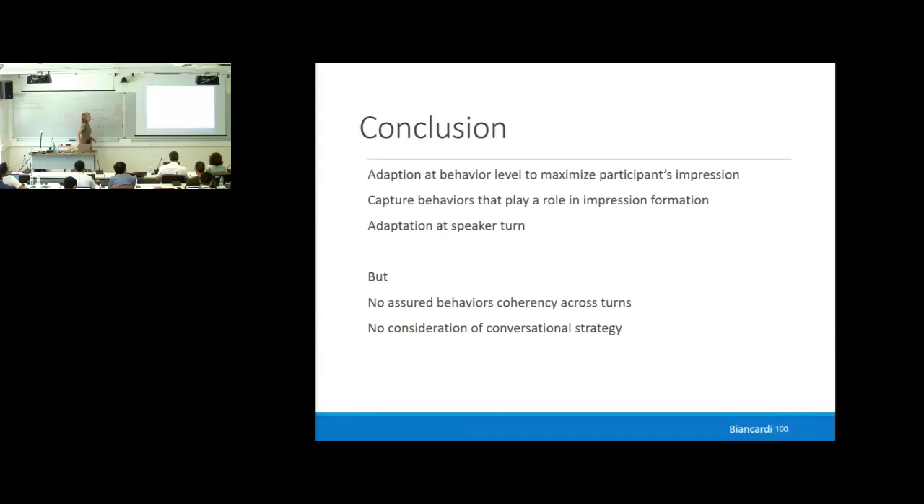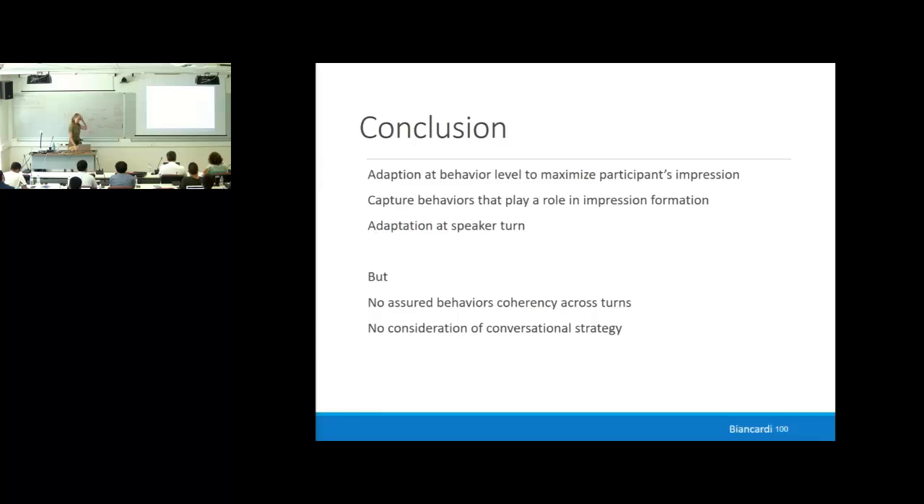Okay, so in this study, we were able to adapt at the behavior level to maximize participant impression, and we found that the behaviors do play a role in the impression formation. But in these models we have absolutely no mechanism that ensures coherency of the behaviors of the virtual agent across turns, because they pick, through the Q-learning models, whatever would potentially work best for the agent, and we have no consideration of the conversational strategies.